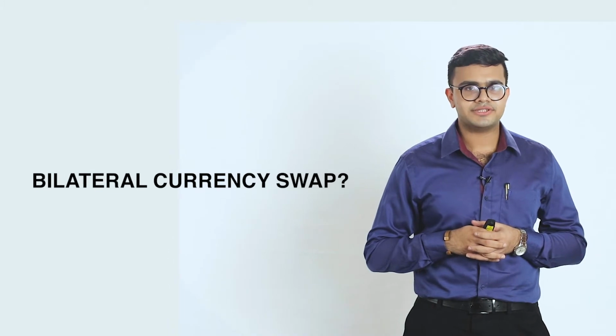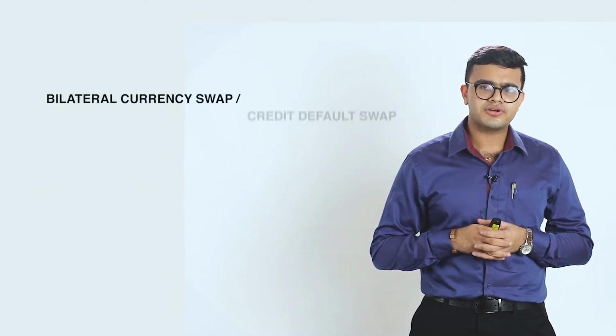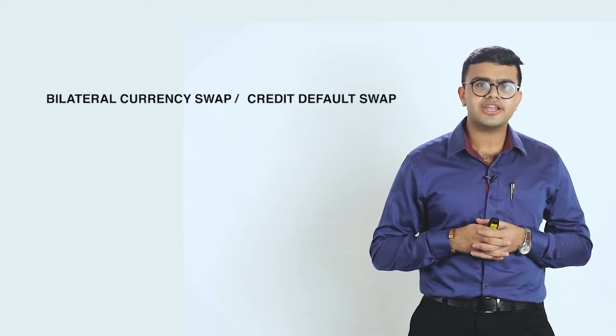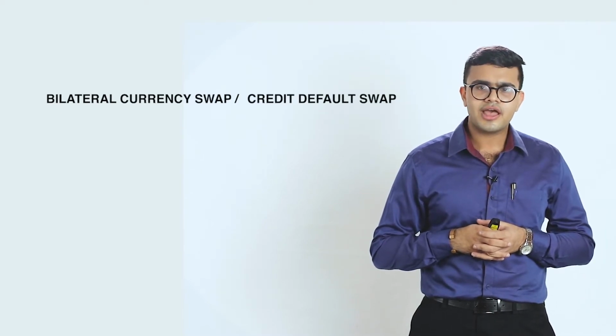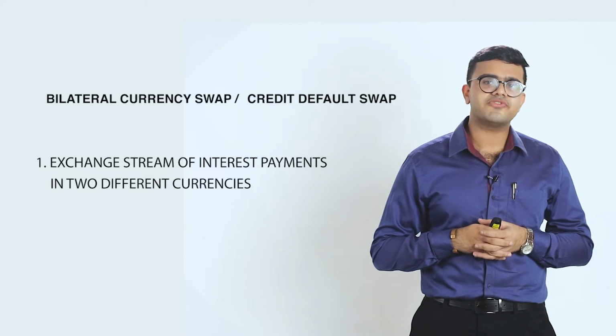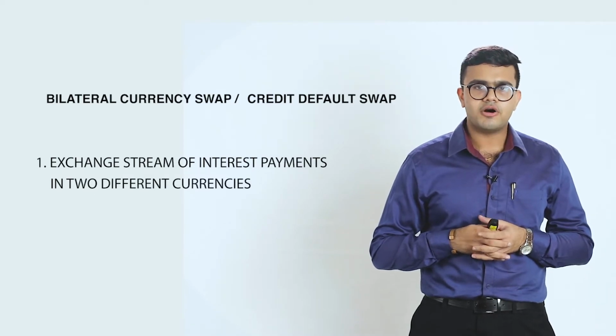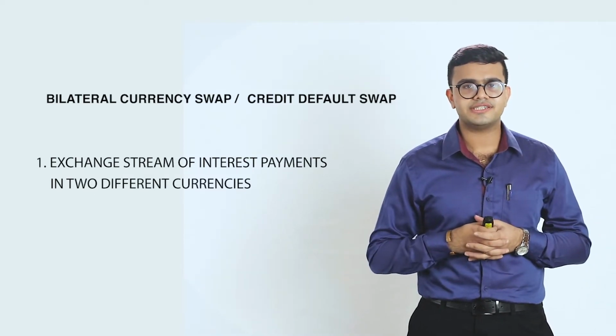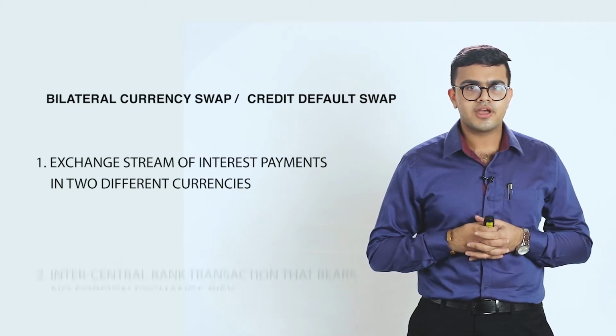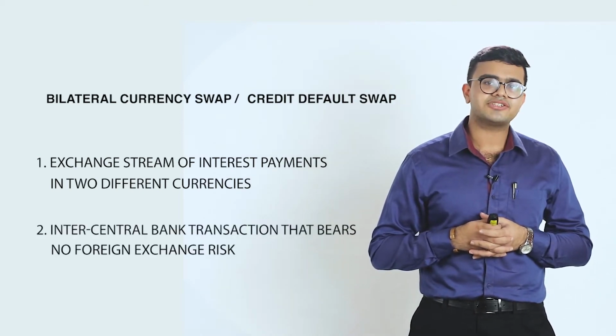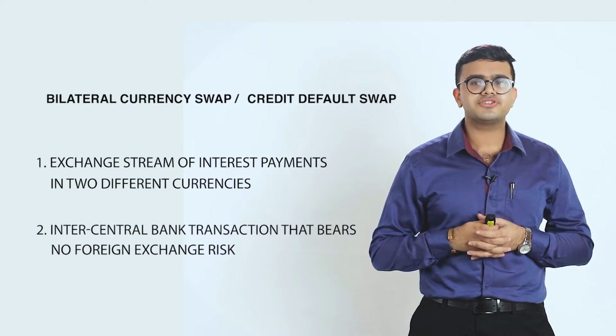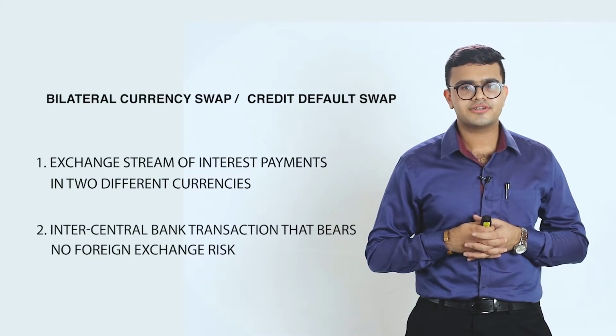Today, I will be speaking to you about bilateral currency swaps. Let's look at what a bilateral currency swap is. A bilateral currency swap, also known as a credit default swap, is an exchange stream of interest payments in the form of two different currencies. It is an intercentral bank transaction that bears no foreign exchange risk.